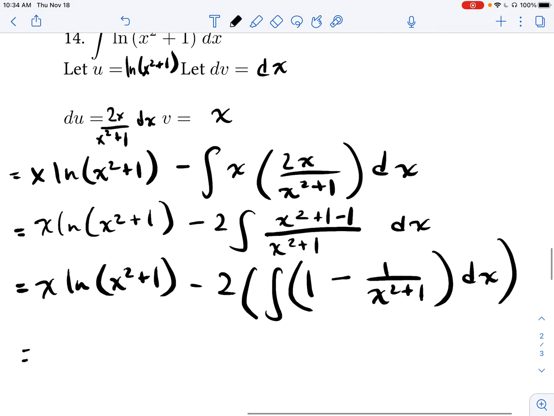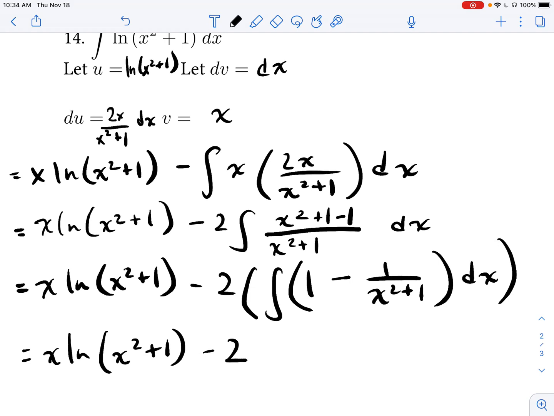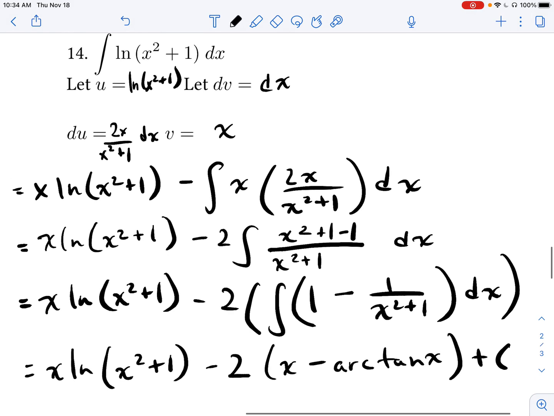And we integrated this previously, so this should just come out to minus 2 times: the integral of 1 is just x, the integral of 1 over x squared plus 1 is arc tangent of x, and all of this plus c. All right? So hopefully you're pretty comfortable now using integration by parts, and in the next lesson we'll talk about advanced integration by parts and the tabular method.